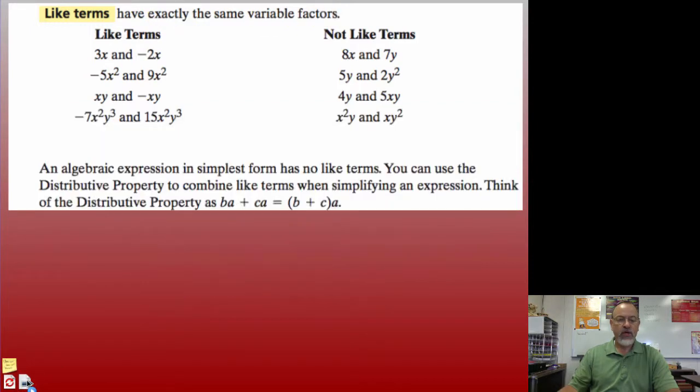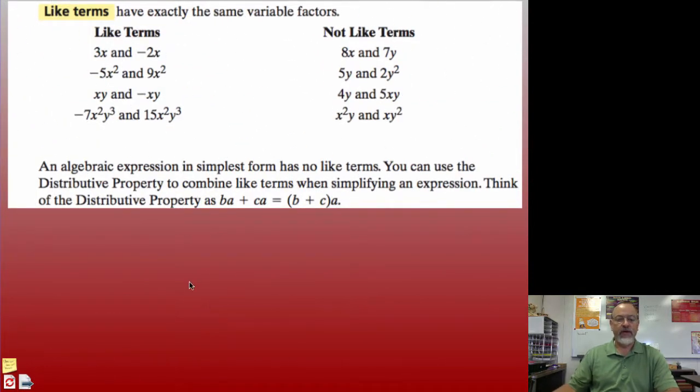Okay? So let's look a little bit deeper at this bottom paragraph where it says an algebraic expression is in simplest form when it has no like terms in it. So when you are asked to simplify an expression, how do you know you're done? Well, one of the things you want to look for is to make sure that there are not any like terms in the expression, because if there are, you can add those together and make them one. And we're going to use the distributive property in reverse in order to do that. We're going to show you how to do that.